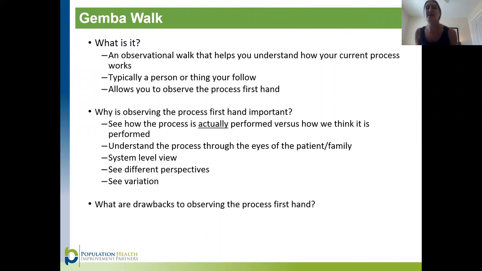Absolutely, it really helps get our team on the same page, right? Again, we all come from different backgrounds. We all work in different areas. So by observing the process as a whole and by observing the process together, we're able to get a more complete understanding of how that process works. And we're able to do some team building and really ensure that everyone on our team is on the same page as well.